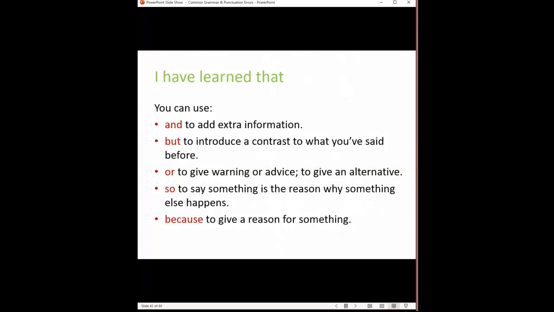Because when we deal with reasons, so to say something is the reason why something else happens. So do you have an alternative for so? Do you have another word to say so? There are some, therefore, excellent, therefore. How about moreover? What is equivalent for moreover? And, excellent, and.